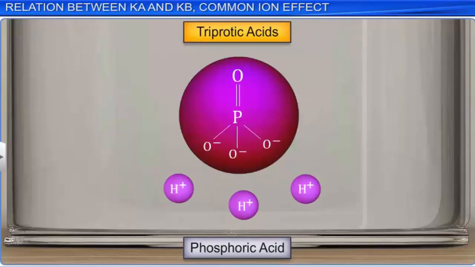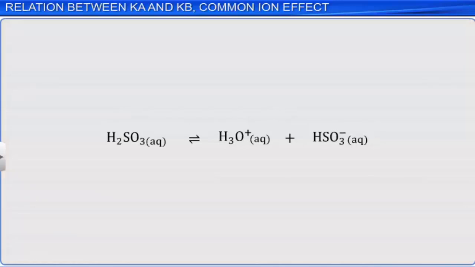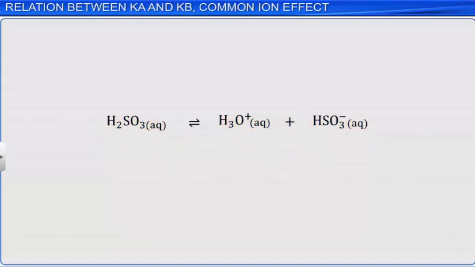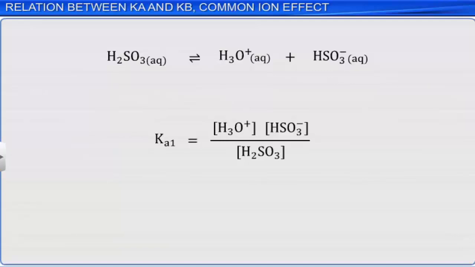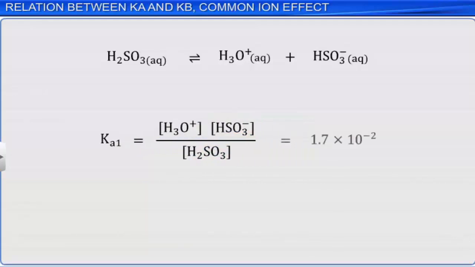Consider the ionization of a dibasic acid, sulfurous acid, in water. Its ionization can be represented in the form of an equation as H2SO3 aqueous in equilibrium with H3O+ aqueous and HSO3- aqueous. The first acid dissociation constant, represented by Ka1, is equal to the product of concentration of H3O+ and HSO3- divided by concentration of H2SO3. Experimentally, its value is found to be 1.7 multiplied by 10 to the power of minus 2.